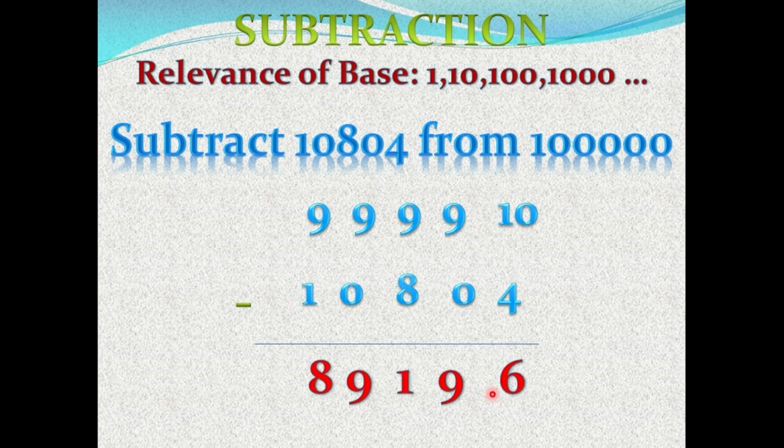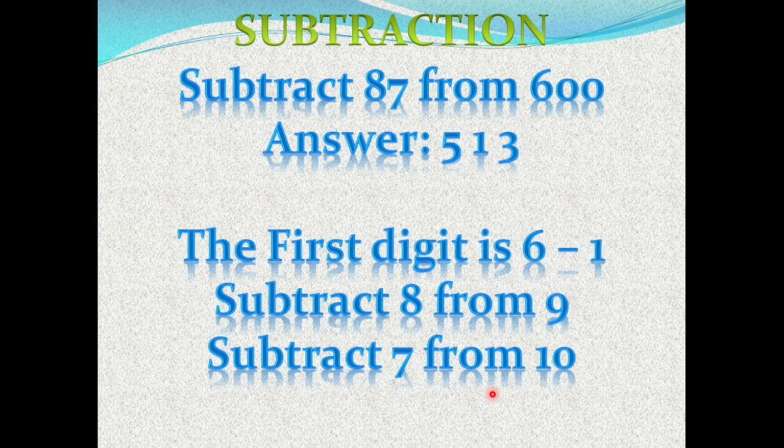If you have anything, just try to open a calculator and do it, or take a piece of paper and pen, and you can work it on your own. You can cross check with this Vedic math how it is making things simple for us. And there is one more thing: subtract 87 from 600. If I do the same, it is 513.